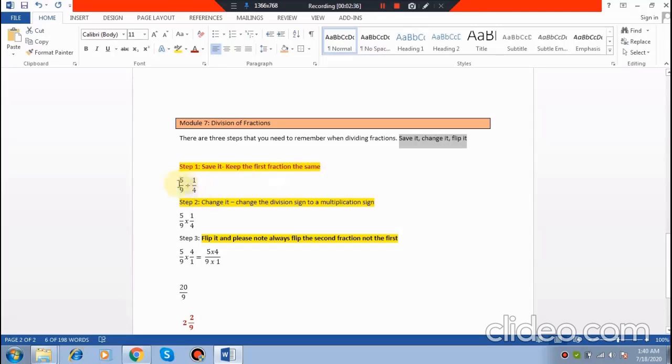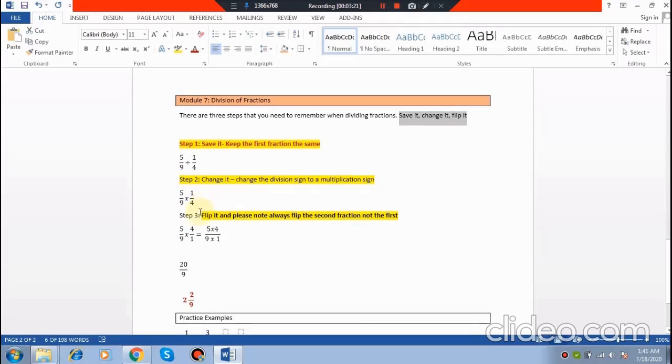We're just using this example, 5/9 divided by 1/4. I extracted it from your textbook, so the steps should be the same as provided in your textbook. Remember, everything that we do is in accordance with your business literacy textbook. So step number 2, change the division sign to a multiplication sign. We are simply changing the sign from a division sign to a multiplication sign.